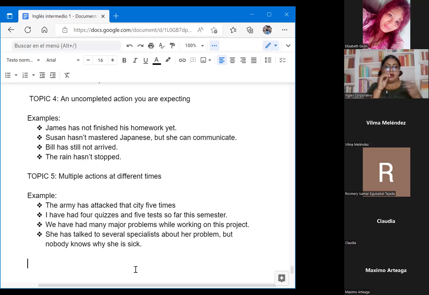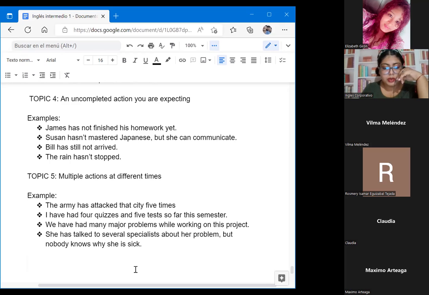Okay, so in that case, we have finished the present perfect. In this case, we have 5 topics in which we are going to use this structure. And you know that we have the number one, that is the experience. We are going to talk about the experience that we have. Also, we are going to use this structure for change over time in some situations. Then accomplishments, number 4, an accomplished action you are expecting. And in the number 5, multiple actions at different times.